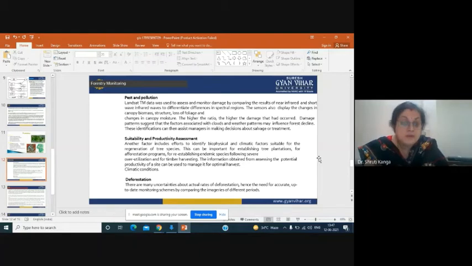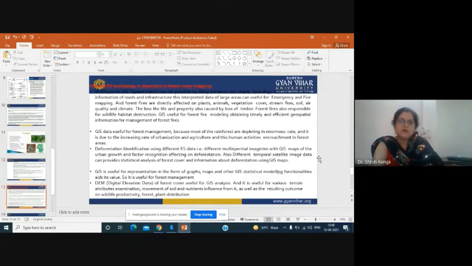Deforestation: there are many uncertainties about the rates of deforestation, hence we need an accurate idea through up-to-date monitoring schemes and by comparing imageries of different periods, so that we can have a proper record of deforestation, and wherever deforestation is high, those areas can be managed.